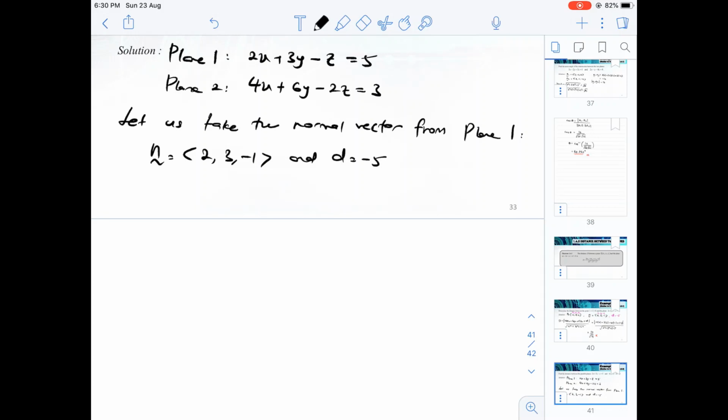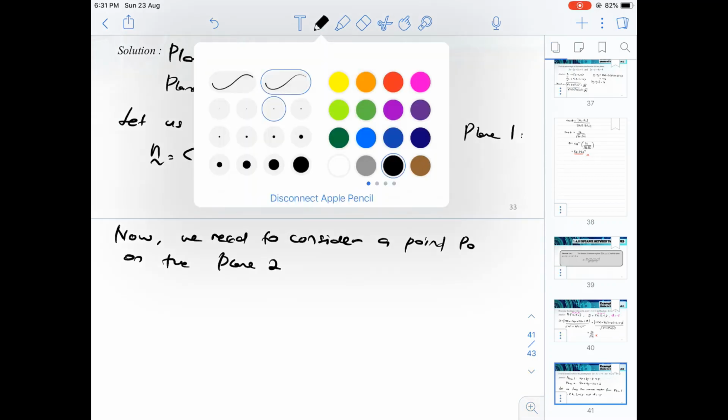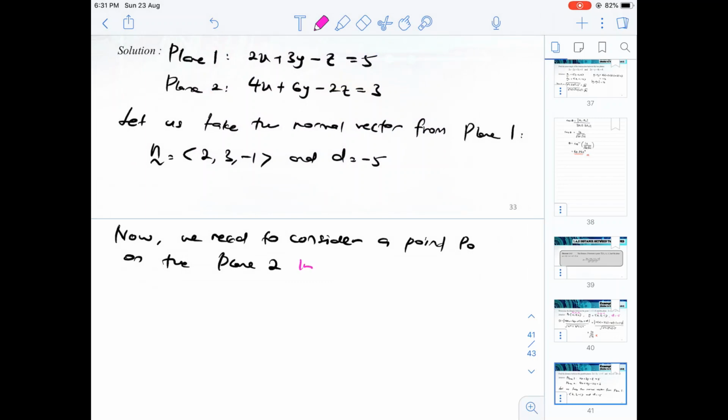Since we already took the normal vector from plane 1, now we need to consider a point P naught from the second plane, plane 2. So how do we find the coordinate? Alright, we need to sketch plane 2.